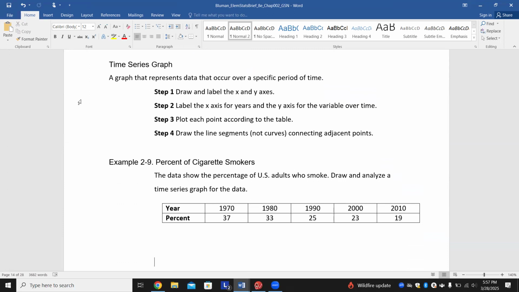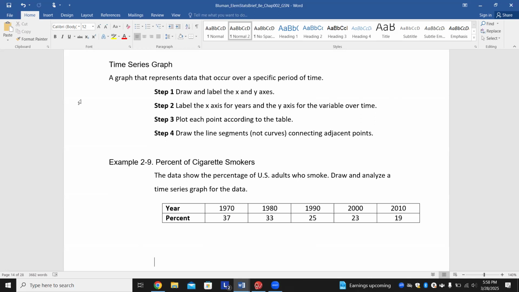Just like all other graphs, the very first step, draw and label your X and Y axis. Step 2, label the X axis for your years and the Y axis for the variable over time, whatever your categorical information you're looking at. Step 3, plot each point according to the table that's provided. Then step 4, draw the line segments, not curves, connecting adjacent points. So you'll see that a time series graph is a lot like a line graph, but for time specific. And so let's look at something for an example there.